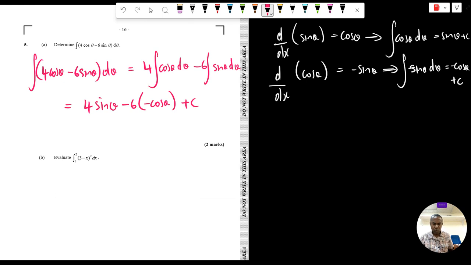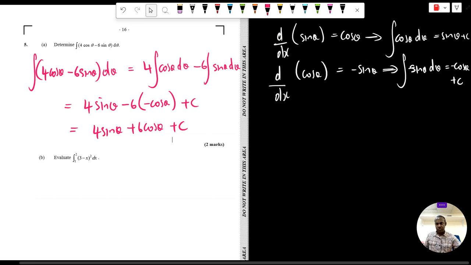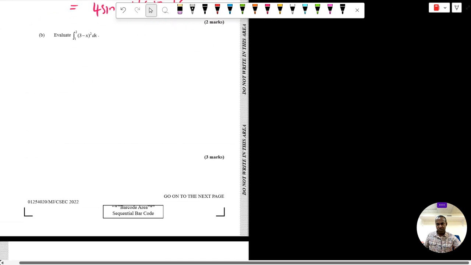So you have to remember that when we integrate sine theta, we get minus cos theta, but we already have a negative 6. So we're going to multiply those now, and it will become positive. So therefore, this gives us 4 sine theta plus 6 cos theta plus our integration constant c, right? And we must remember that whenever we evaluate an indefinite integral, we introduce our integration constant c, all right? So that was part A of the question for 2 marks.